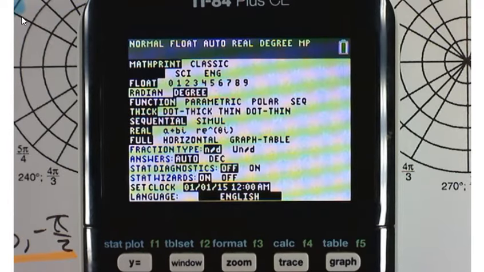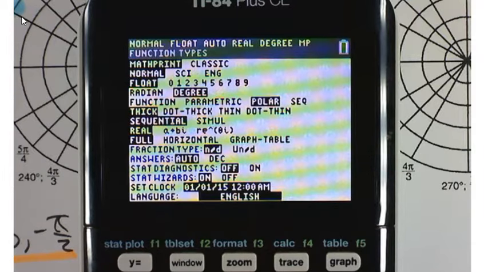First thing you want to do is change your mode. So hit the mode key, go all the way down to function, and across to polar. And let's press polar. So we'll make that selection. I want to make sure everyone's with me on this one. Got that one, polar.